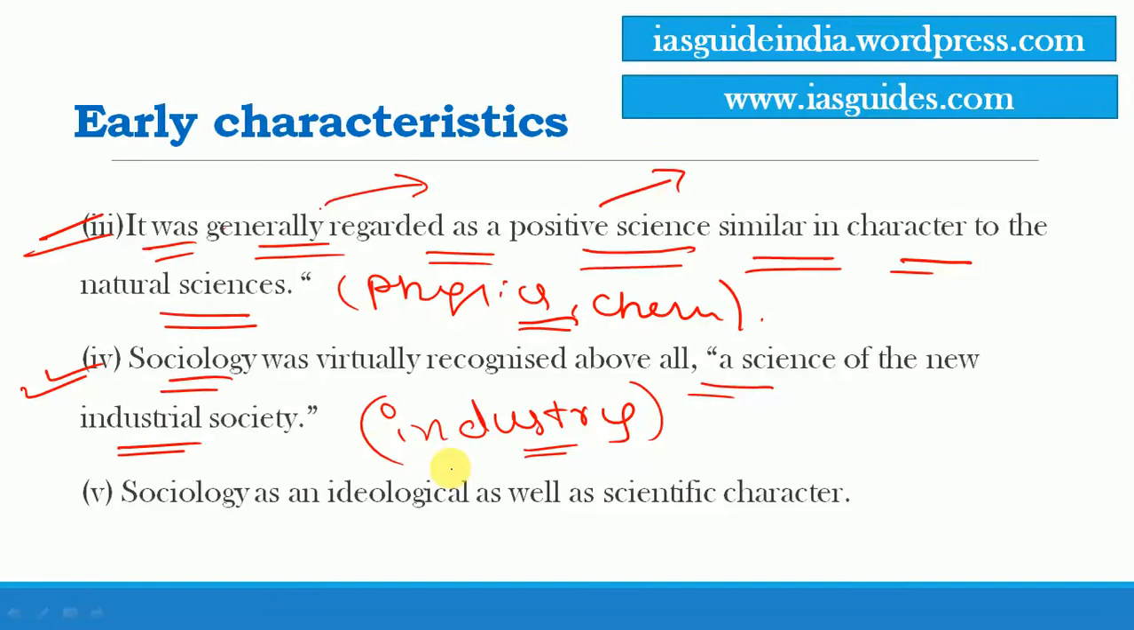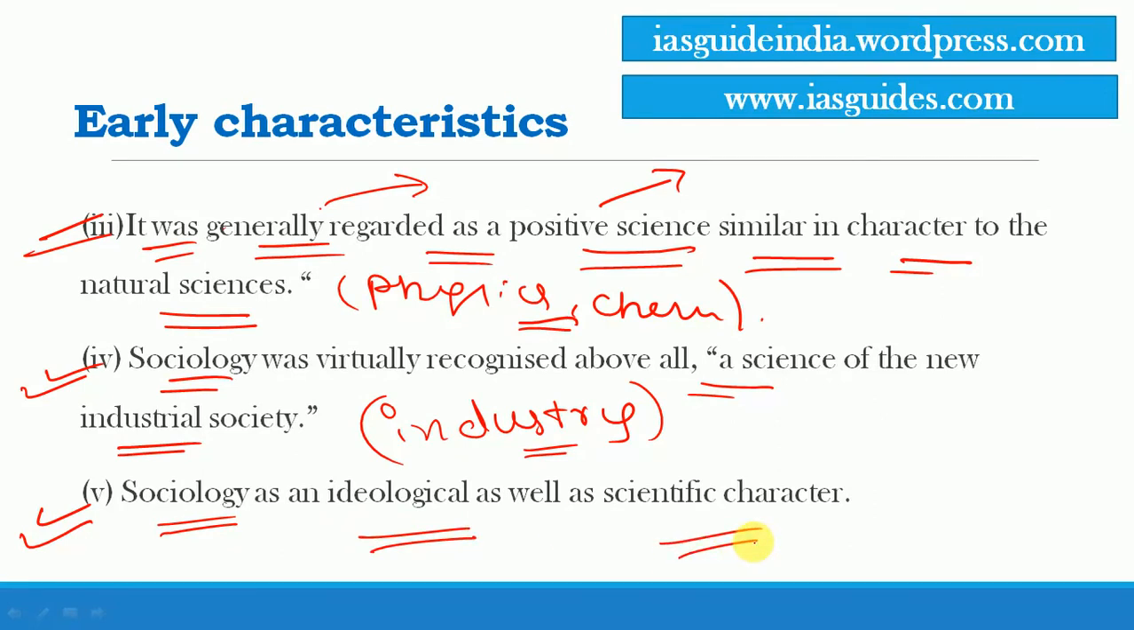Also, the political and economic revolution of the 18th century is responsible for the emergence of sociology. The 18th century is the industrialization era. That is the reason sociology is known as the science of industrial society. Because of industrial problems only, the study of sociology emerged. Then the next point: early sociology had both an ideological and a scientific character. It had both of these.